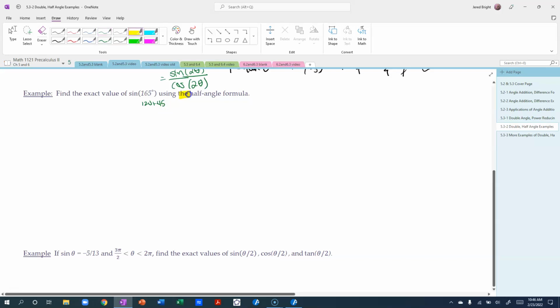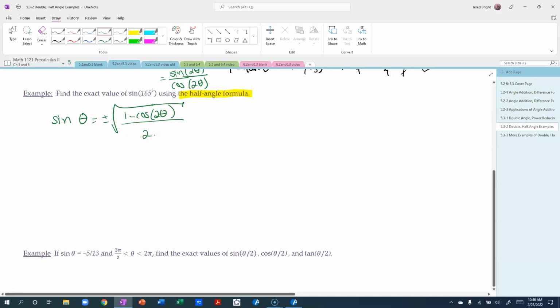So this is where the extra instruction is included. So using the half angle formula. Okay, well, we must. So via the half angle formula, we might need to look this up, but remember, this is going to be sine of theta is equal to plus or minus the square root of 1 minus cosine of 2 theta over 2.